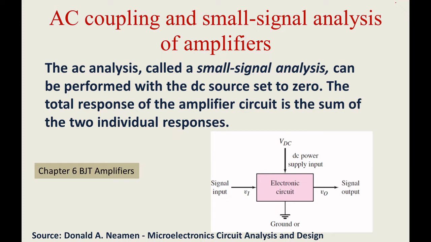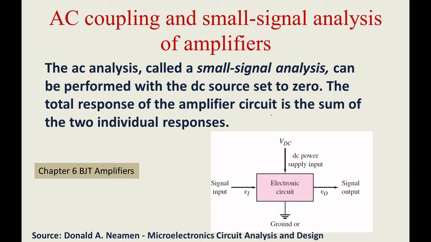Okay, so first, when you are doing the small signal analysis, what assumptions need to be considered? You want to assume the DC source is set to 0. That is what is given in the slide. The total response of your amplifier is a sum of your two individual responses. That means I can do the AC and DC analysis separately.